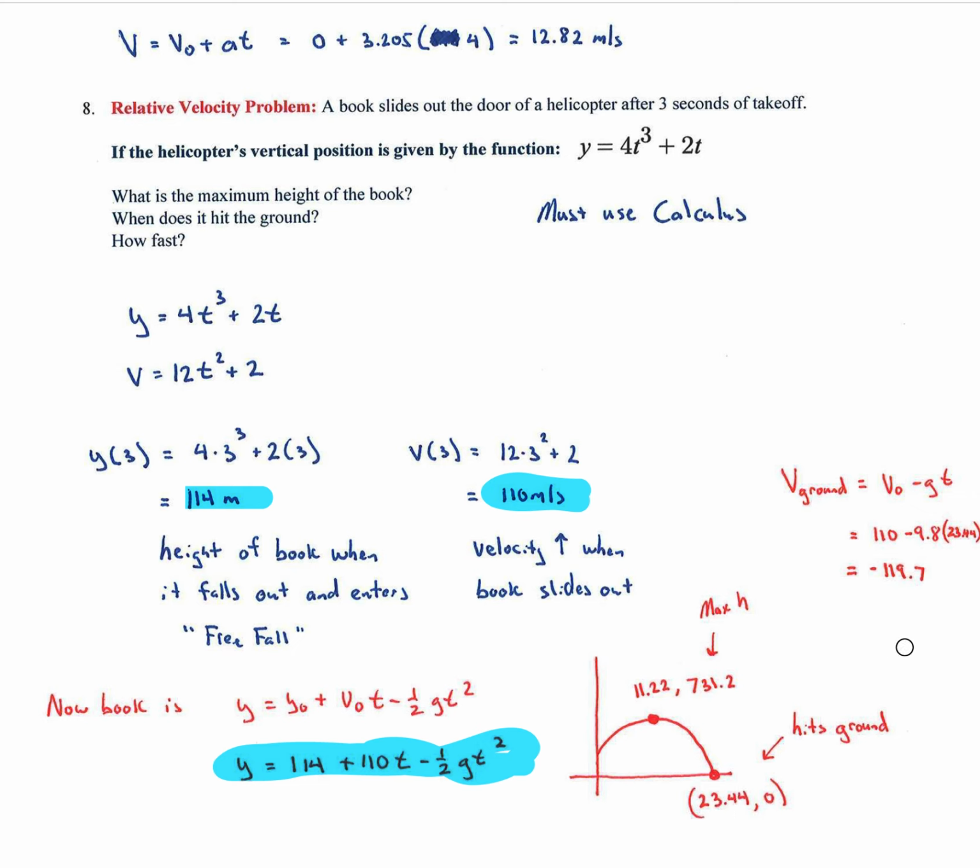squared. Again, the idea of relative velocity: the book traveling in the helicopter must also be traveling the same speed as the helicopter. When it leaves the helicopter, it will still go up for a little bit until gravity slows it down, then pulls it back to the earth.